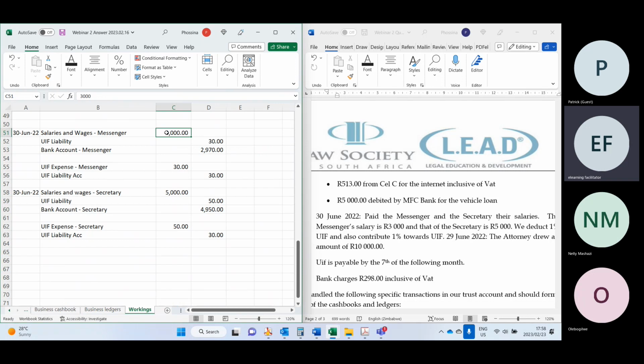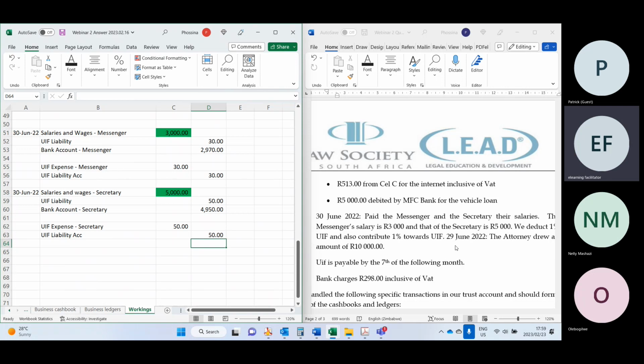So basically, we have recorded these two in our salaries and wages account. So this is our expense account. Our expense account will have this one and that one. And then our other expense account is our UIF expense account, which should have these two expenses. And then our bank, it's the net salaries. The net salaries are the ones that go to the bank. To our liability account, 1% for the employer, 1% for the employee, 1% for the employer, 1% for the employee, which is 50 rands, like that. So this is how we record our salaries.